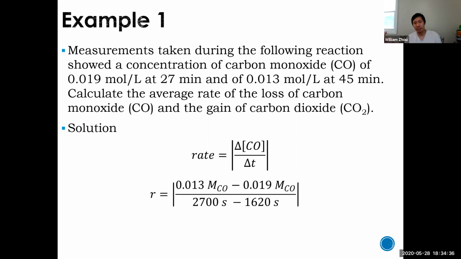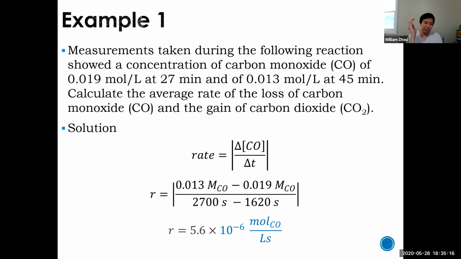The final concentration at 45 minutes is 0.013. That's the final minus the initial 0.019. That's delta C. The time being delta T, well, it just happens that 45 minutes is 2,700 seconds, and 27 minutes is 1620 seconds. Just subtract that. You put this in your calculator, you take the positive value, whatever it becomes. You have 5.6 times 10 to the negative 6 moles per liter per second. All right, so that is the rate of disappearance of carbon monoxide.